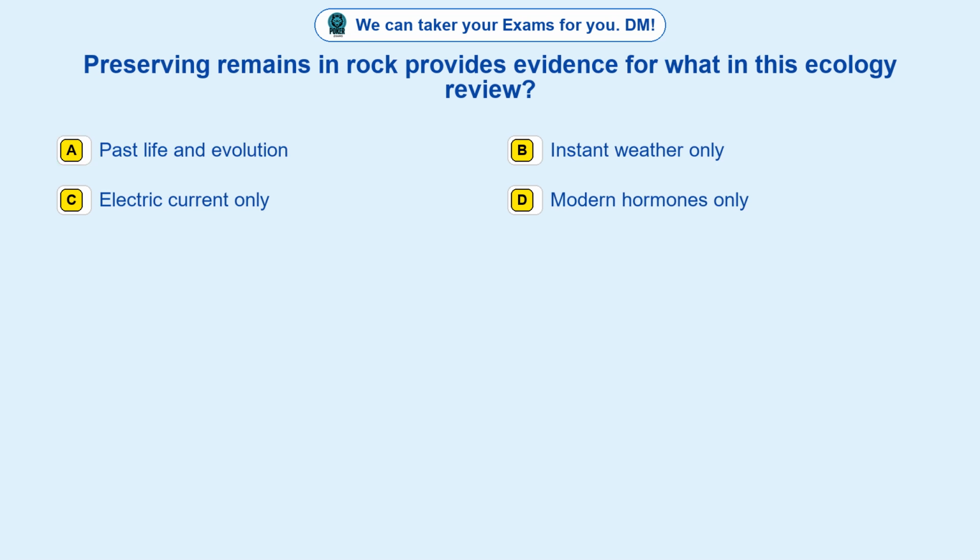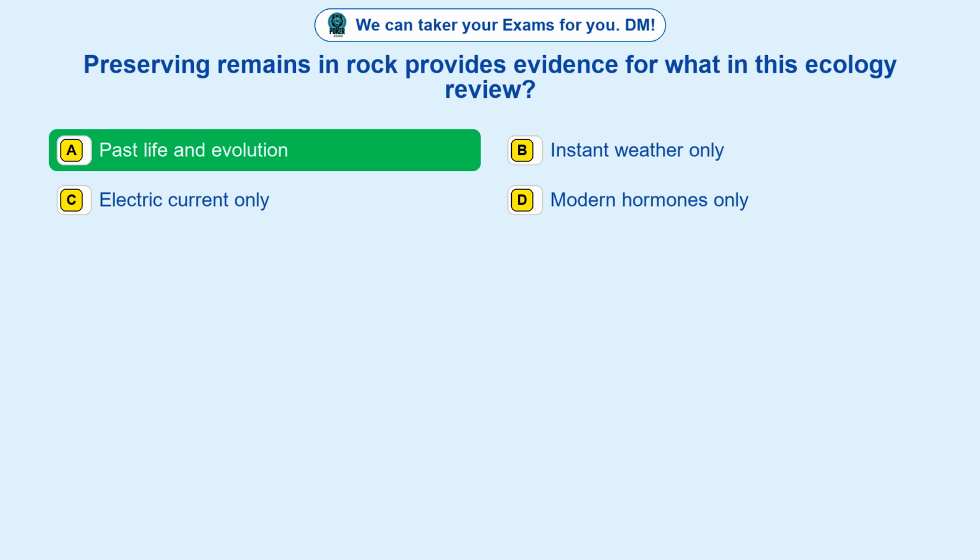Question 95. Preserving remains in rock provides evidence for what in this ecology review? Option A, past life and evolution. Option B, instant weather only. Option C, electric current only. Option D, modern hormones only. The correct answer is option A, past life and evolution.